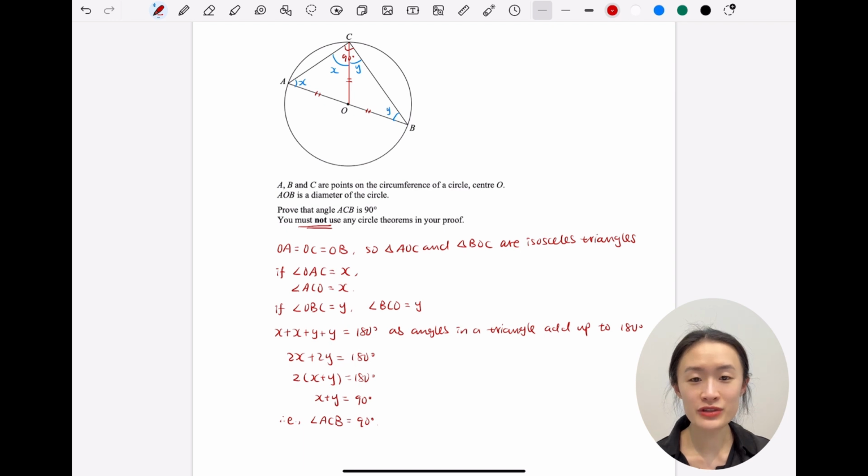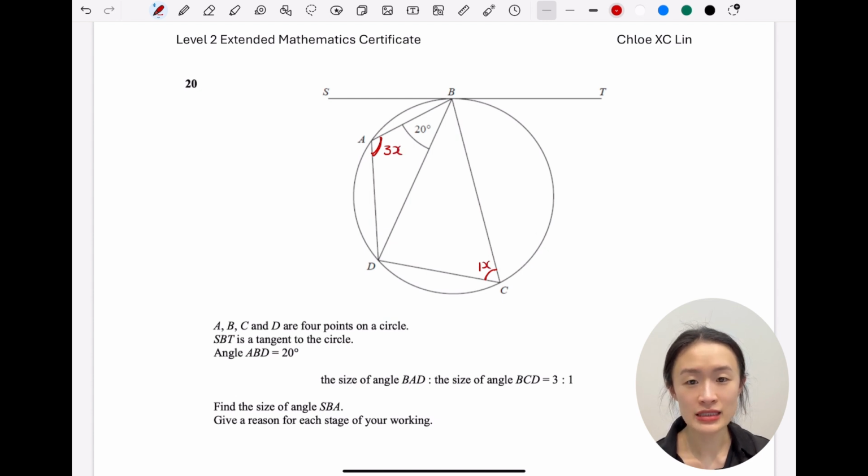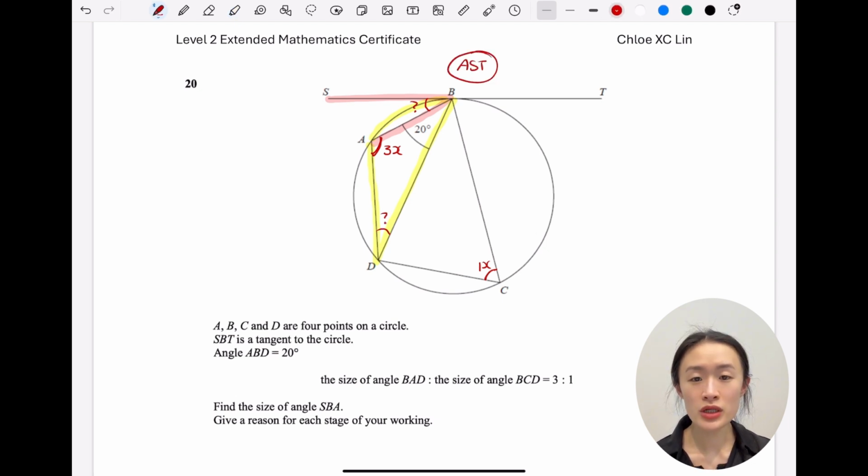Okay, now moving on to the final question. Angle ABD is 20 degrees. BAD to BCD is in the ratio 3 to 1. Therefore, angle BAD could be 3x. Angle BCD could be x. And what we need to work out is angle SBA. Now, as we can see, SBA and angle ADB are equal because of the alternate segment theorem. Therefore, what we want to do is to work out angle ADB.